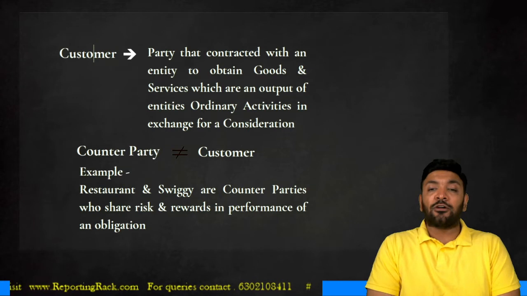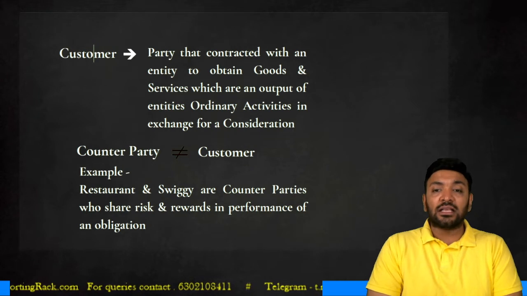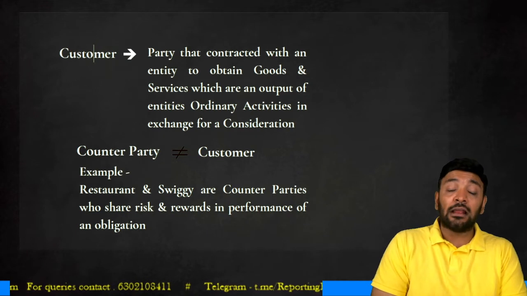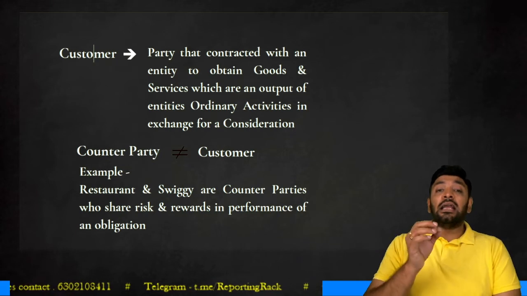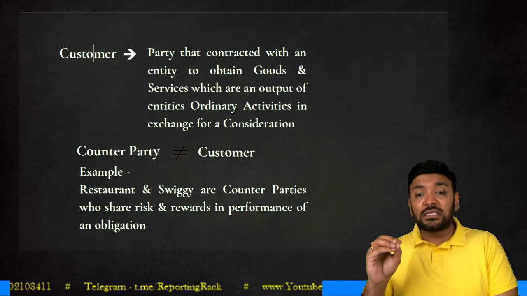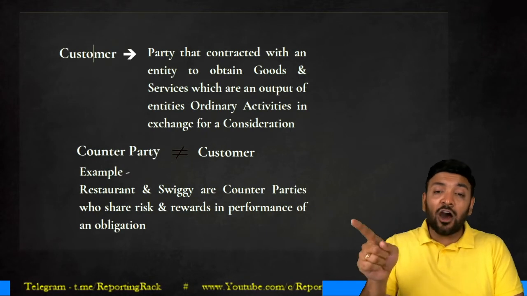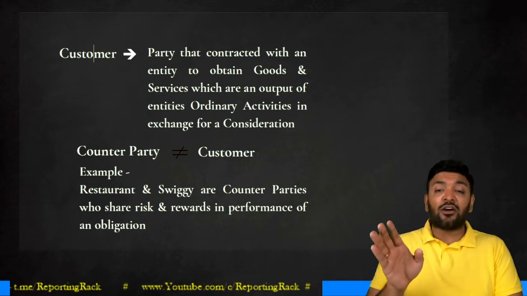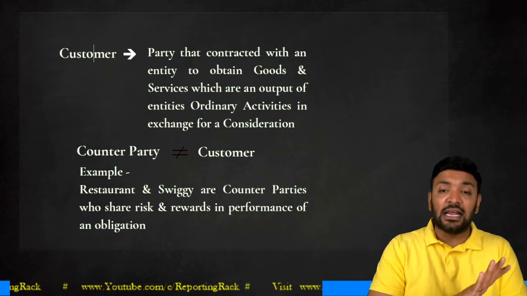I've given an advertisement for the sale of a vehicle on OLX. A customer has approached me, and now I have a contract with this customer for the sale of my fixed asset. Can I call him a customer under Ind AS 115? Is that contract covered under Ind AS 115? No, because a customer is only a party who has contracted with the enterprise to receive goods and services which are an output of the entity's ordinary activities. That sale of a car is not your ordinary activity output. Therefore, even if there is a sale of a car, the customer buying that car shall not be considered a customer covered under Ind AS 115.